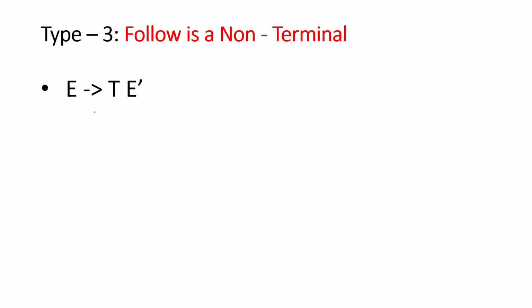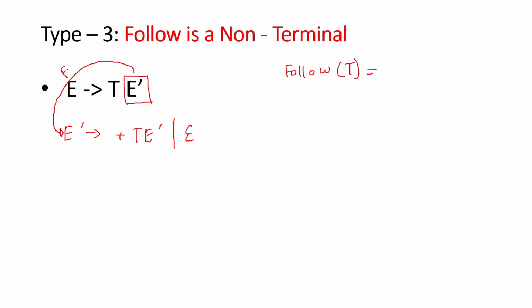Now let's see another type, that is, follow is a non-terminal. Let's say I have been told to find the follow of t. T has a follow which is a non-terminal. We know that we cannot have a non-terminal as a follow, not in case of first, not in case of follow. We always need a terminal. So what we have to do, I am going to find the first of it. If my follow is a non-terminal, then I am going to find the first of that non-terminal.